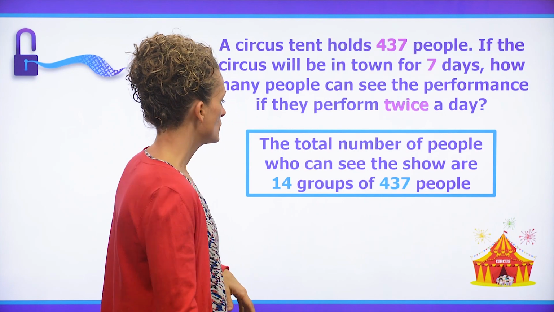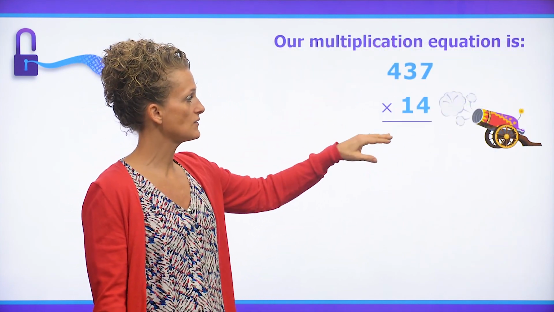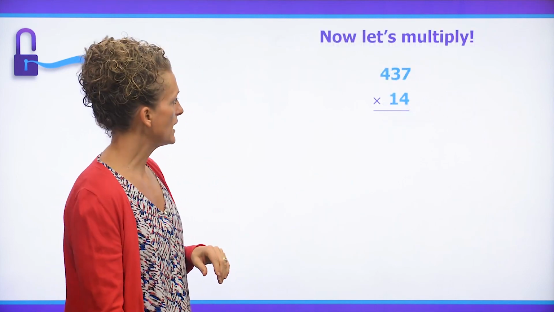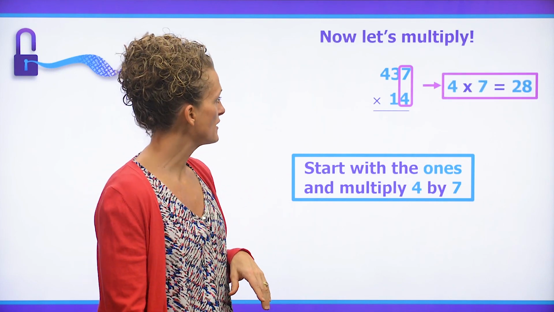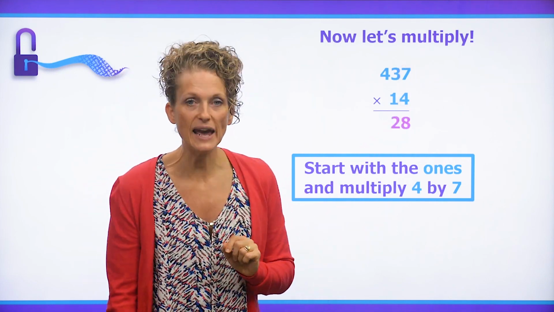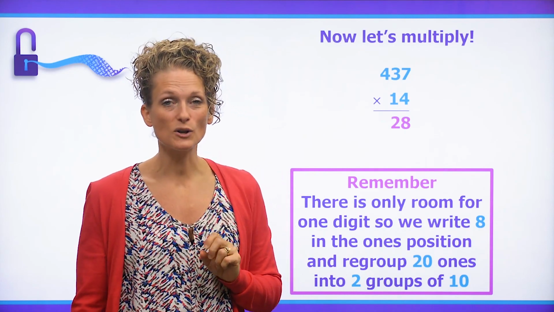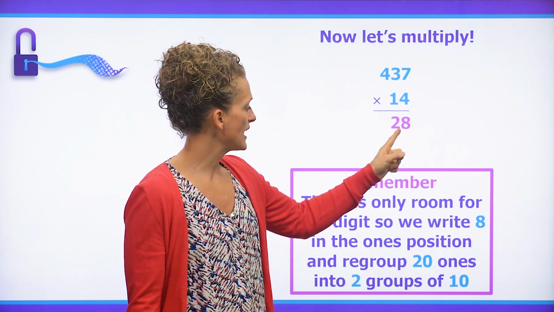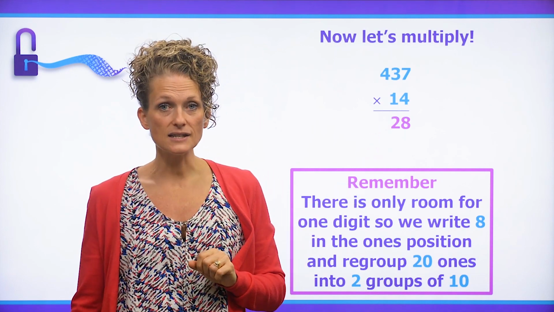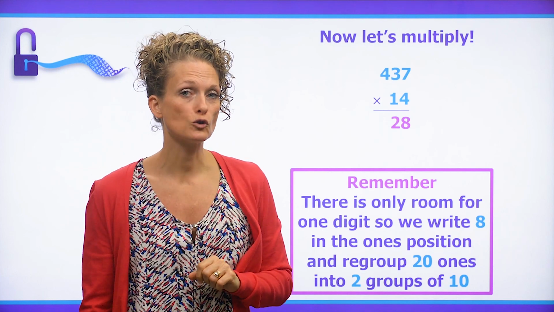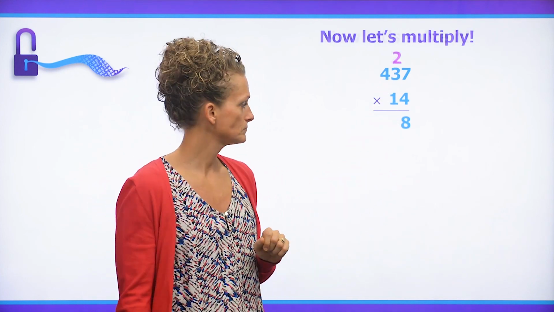All right, so we write our multiplication equation, which is going to be 437 times 14. So let's go ahead and multiply this. We're going to start with the ones, as always. We're going to multiply 4 by 7, which equals 28. Well, we cannot have more than 1 digit in each position, so we're going to have to regroup. So we're going to keep the 8 in the ones position, and this 2 represents 20 ones, and so we're going to regroup it into 2 groups of 10. So we're going to place it above the 3, which is in the tens position.